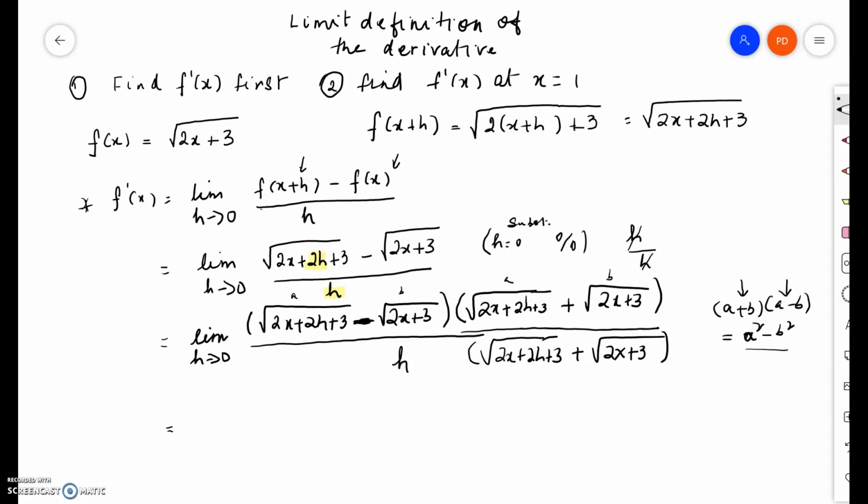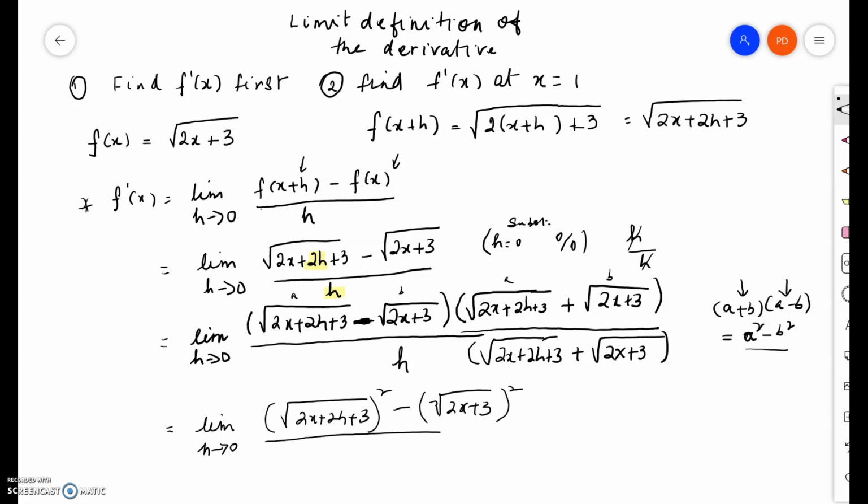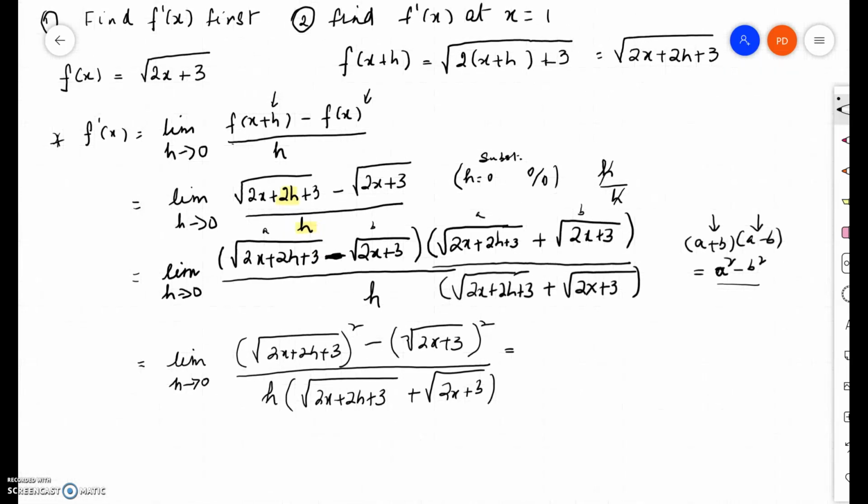And instead of a radical expression we are going to have, let's see what we have, limit as h approaches 0, square the first, 2x plus 2h plus 3, minus square the second, which is radical 2x plus 3, divided by, write down everything just the way it is, radical 2x plus 2h plus 3 plus radical 2x plus 3. So this is equal to... Now notice that this is called a rationalizing factor for a reason.